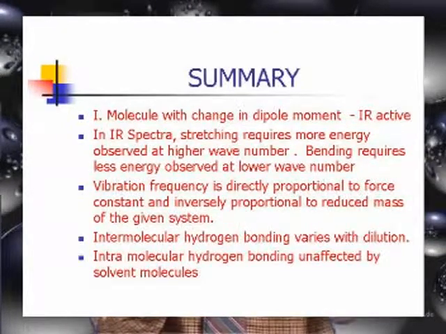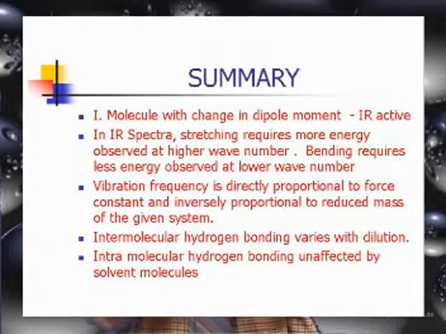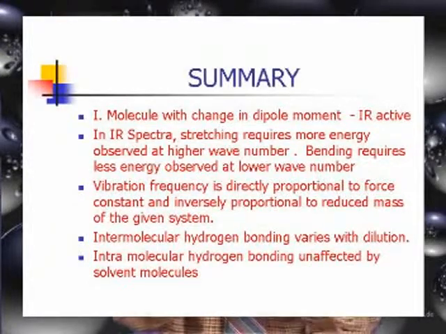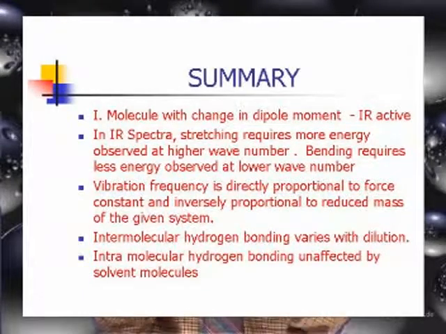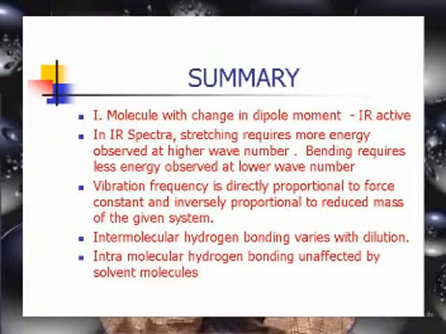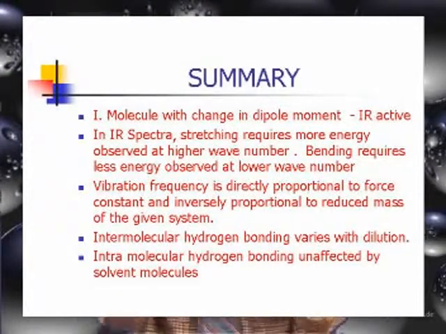Stretching frequency has two types: symmetric stretching and asymmetric stretching. Bending frequency has four types: scissoring, rocking, wagging and twisting. That is the first area. Second, the calculation of stretching frequency is based on the force constant of a system and the reduced mass of a system. The vibrational frequency is directly proportional to the force constant of a system. Therefore, as bond strength increases, vibrational frequency increases, and as reduced mass decreases, the vibrational frequency increases. That is the conclusion of the second part.